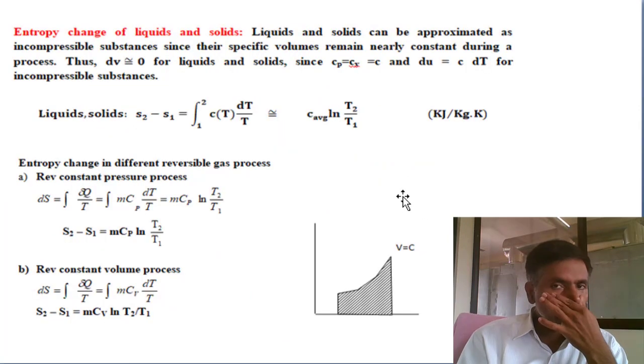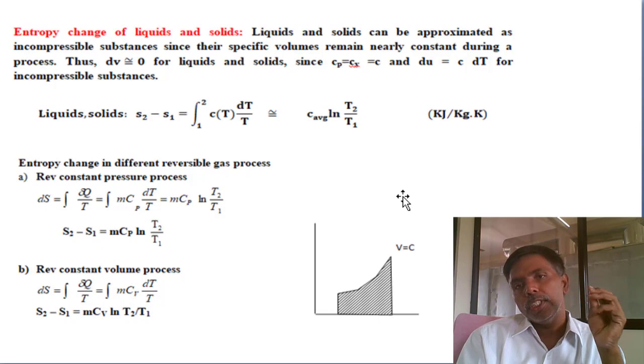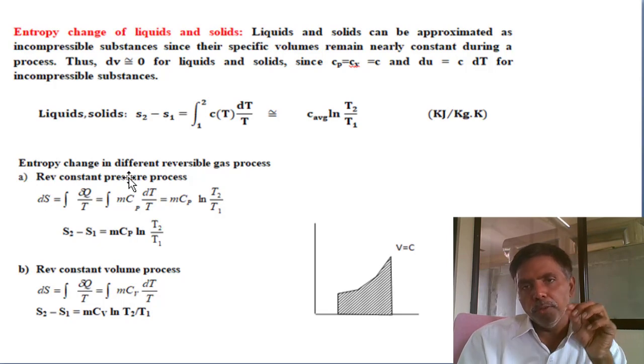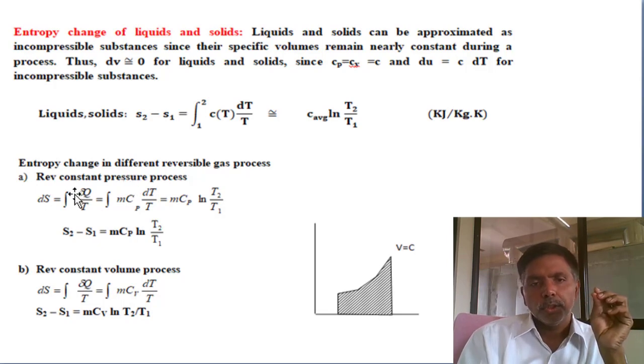Next, the change in entropy for liquids. There is no change in specific heat, so it is a constant: C average into ln T2 by T1. Coming to gases, the specific heat is changing: Cp for a constant pressure process and Cv for a constant volume process. So for a reversible constant pressure process, it is MCp ln T2 by T1, and for a constant volume process, MCv ln T2 by T1.